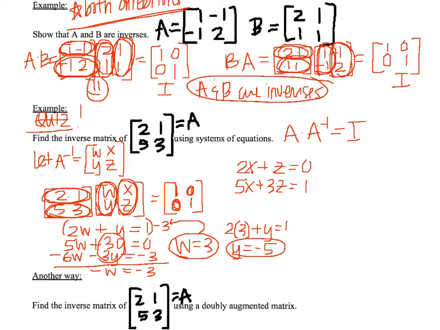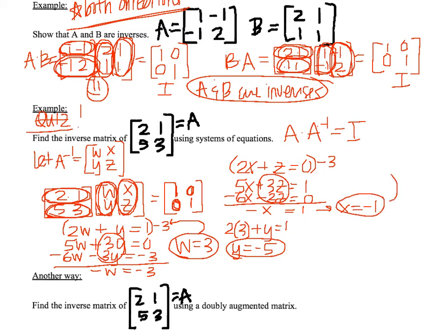Okay, now I'm going to do the same thing for this next one. So I'm going to multiply this by -3. -6X minus 3Z equals still 0. These eliminate. I get -X equals 1. Therefore, X equals -1. And again, I'm going to plug it back in to get my Z. 2 times -1 plus Z has to equal 0. So if this is -2, if I add 2, I get that Z is 2.